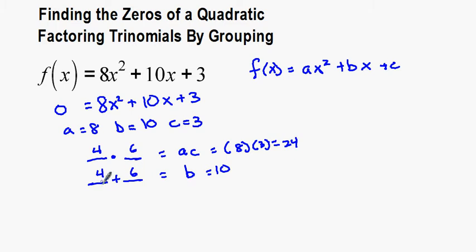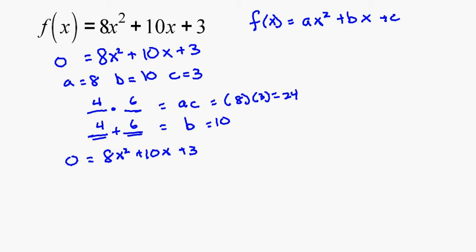So basically what we're going to do is take these two numbers and turn 8x squared plus 10x plus 3, a 3-term expression, into a 4-term expression. So we're going to go 0 equals 8x squared plus 4x plus 6x plus 3. You'll notice that 4x plus 6x equals 10x, so these are equivalent expressions. It's just we've turned one term into two terms. Having a 4-term expression is now going to allow us to group.